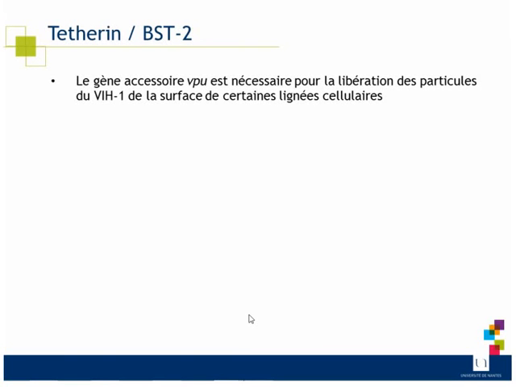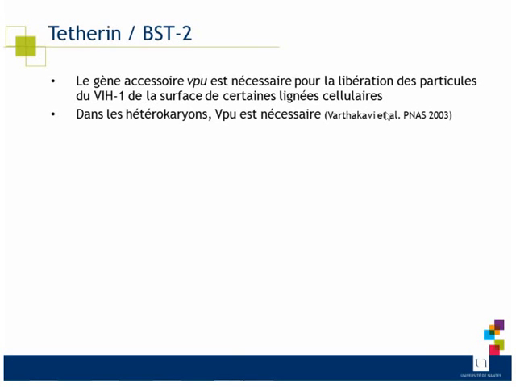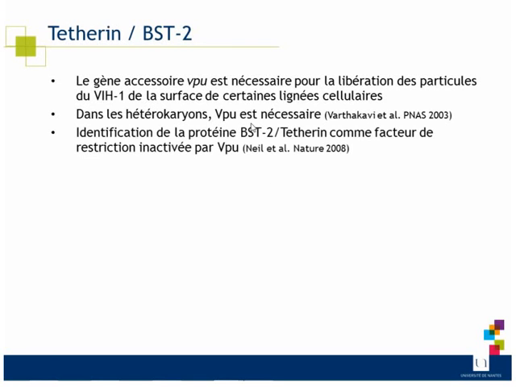Okay, last one, and then we can kind of skip to something else. So tetherin, BST2. Another one, it was identified by looking at restriction factors for HIV. So this time it's the accessory gene VPU. And if you delete this gene in HIV-1, then you notice that viruses aren't efficiently released from the surface of an infected cell. So once again, if you make heterokaryons out of permissive and non-permissive cells, this was found to be a dominant phenotype because VPU was still necessary. So we're looking for a restriction factor. And then eventually it was cloned and identified.